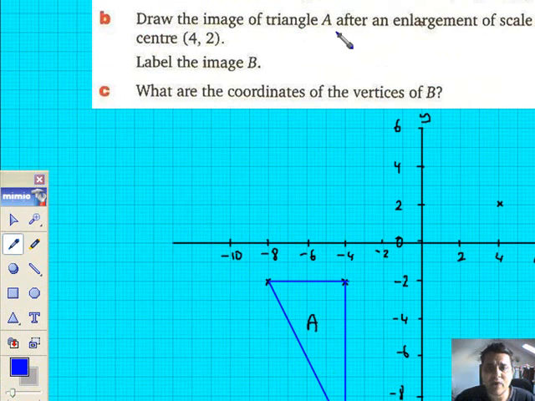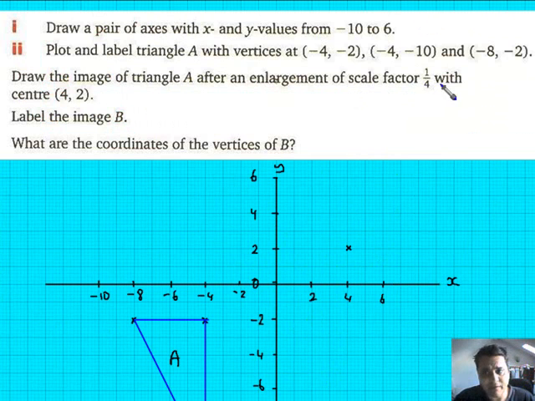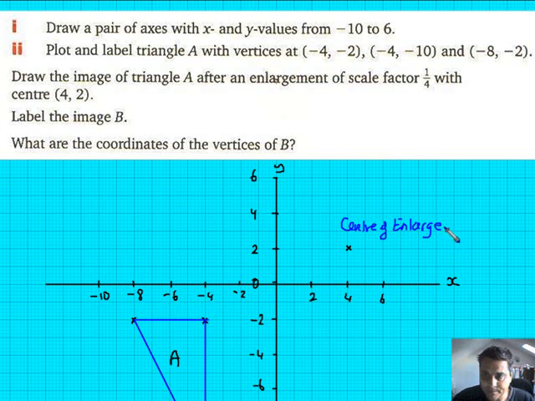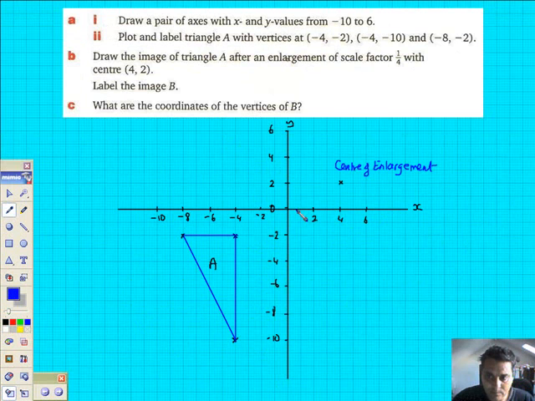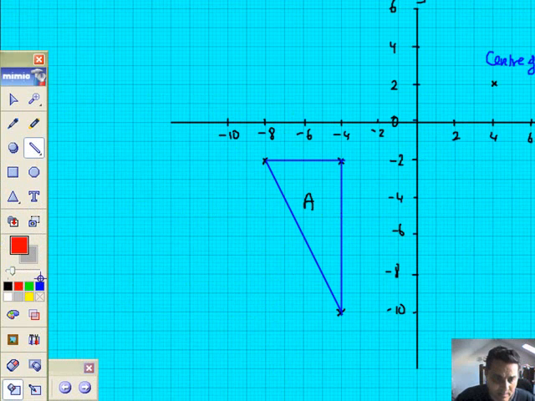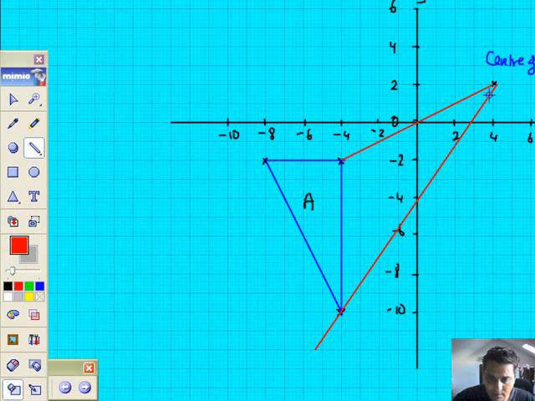Now draw the image of triangle A after an enlargement of a scale factor of 1/4 with centre 4, 2. So I've plotted the point centre 4, 2, and that's the centre of enlargement, as you know. Let me just relabel it. Let's just draw back the rays using this facility. Let's go for red. That's that. That's that. And that's that.